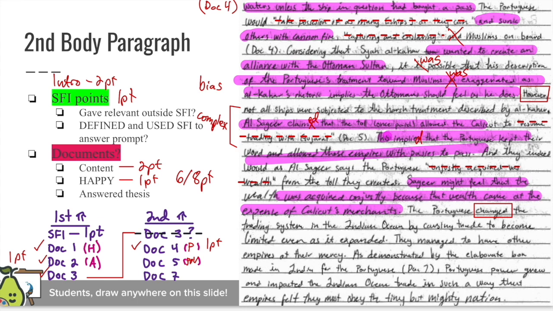The Portuguese changed the trading system in the Indian Ocean by causing trade to become limited even as it expanded. They managed to have other empires at their mercy. As demonstrated by the elaborate box made in India for the Portuguese, document 7, Portuguese power grew and impacted Indian Ocean trade in such a way that empires felt they must obey the nation. So now we officially have 6 documents that they've summarized. 3 paragraphs, an intro and 2 bodies, and we've gotten 6 out of the 8 available points on the rubric.